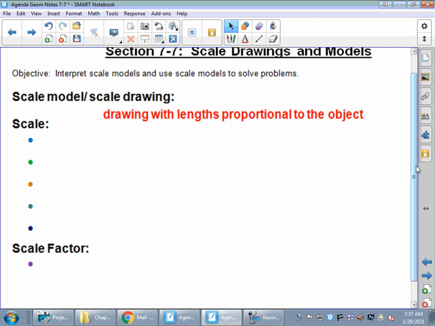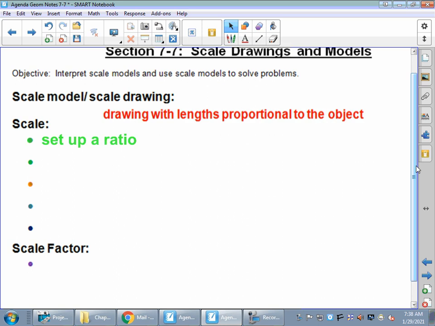A scale model or a scale drawing is a drawing with lengths proportional to the object. We've been using the word proportional a lot in chapter 7, right? Because it's all about similar figures. Think about a map. A map is a scaled down version. We can't make it all skewed and crazy, like when you reduce or enlarge a JPEG on the computer. We want it to be identical, just smaller. So it's still proportional.